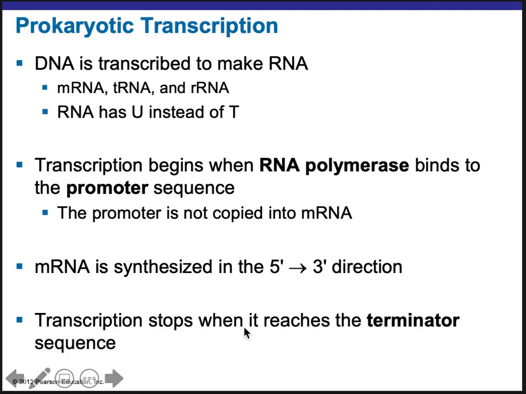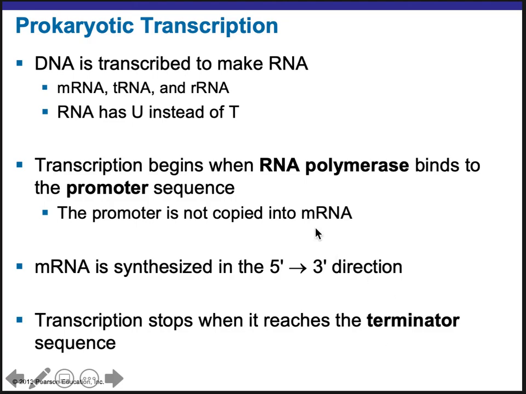mRNA is synthesized in the 5' to 3' direction, just like we saw with the DNA synthesis. It's also 5' to 3'. So, same in prokaryotes and eukaryotes, that part's the same. And then transcription stops when it reaches the terminator. So all of this is true for eukaryotes. We will just have additional information for eukaryotes.